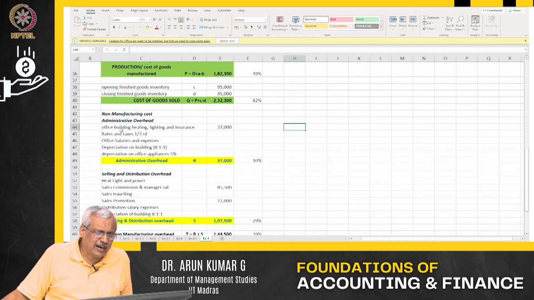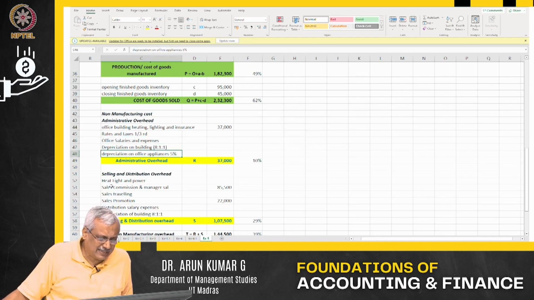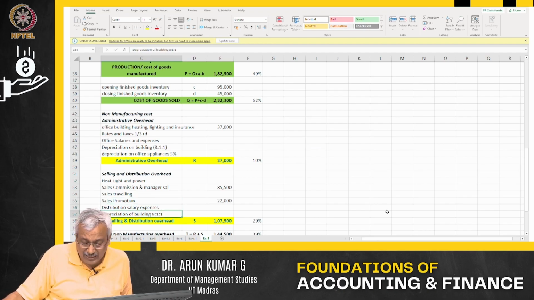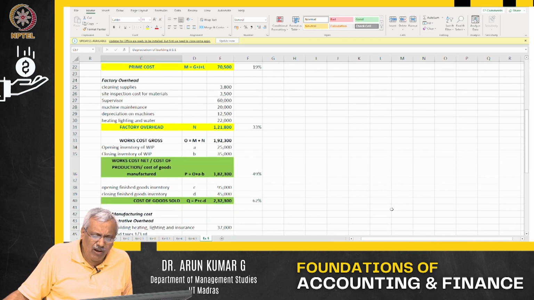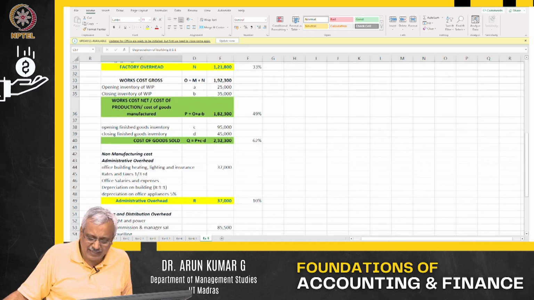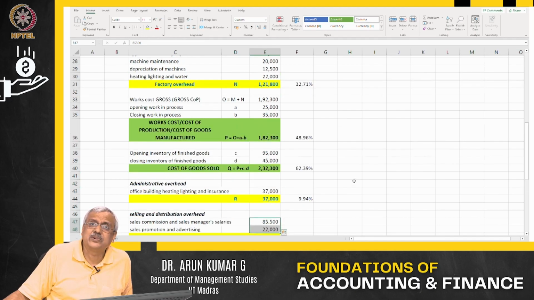Now what are administrative overheads? I am just taking another sheet of the same example. It can be administrative overheads, it can be many things. It can have depreciation, office salaries, rent, rates and taxes, sales promotion, distribution salary, depreciation of the building, the share of them, and so on. All those kinds of expenditures can come in. I have just given a format here. I'll load this Excel sheet.